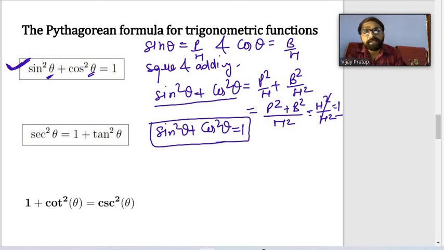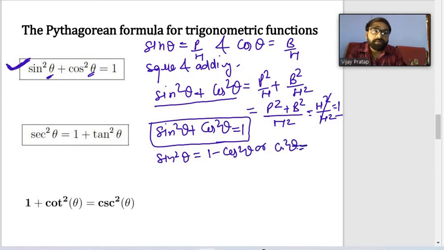Now, to get another trigonometric identity, from here we can also say that sine square theta equal to 1 minus cos square theta, or cos square theta equal to 1 minus sine square theta. Transfer it. Cos square theta will be transferred to the right hand side, then that will be 1 minus cos square theta. Now from this we can say that sine square theta equal to 1 minus cos square theta.